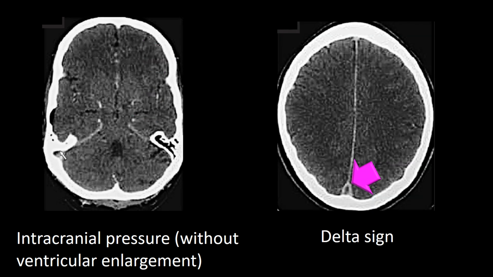Image-wise, sagittal sinus thrombosis should be considered in the presence of a CT or an MRI showing increased intracranial pressure, such as obliteration of the cistern around the brain stem without ventricular enlargement. Another sign of sagittal sinus thrombosis is the presence of delta sign. The reason for it to be called delta sign is obvious.